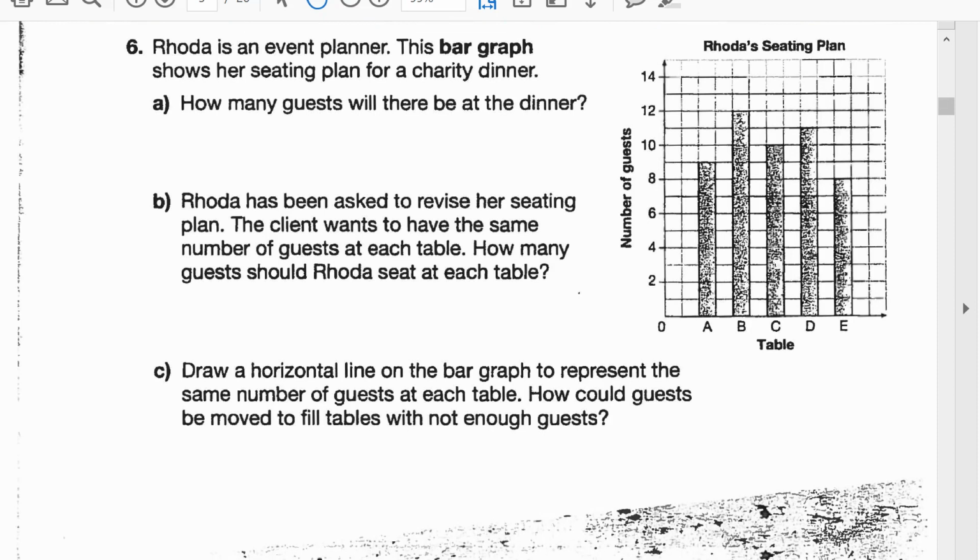Okay, Rhoda is an event planner. This bar graph shows her seating plan for a charity dinner. We have tables A, B, C, D, E, and the number of guests. How many guests will there be at the dinner? That's just adding them all: 9, 12, 10, 11, 8, and that equals 50.